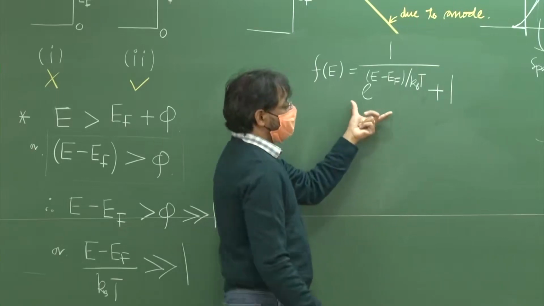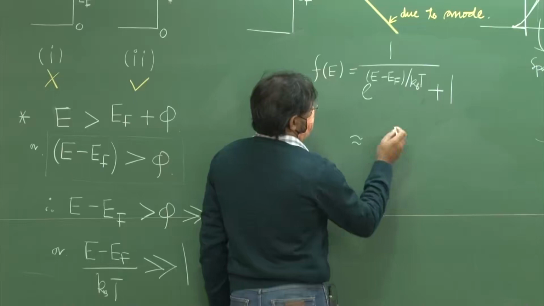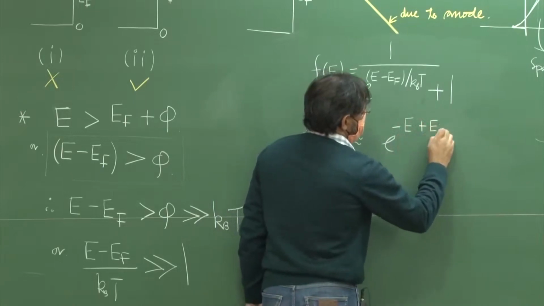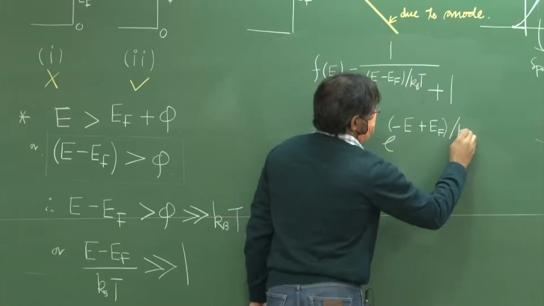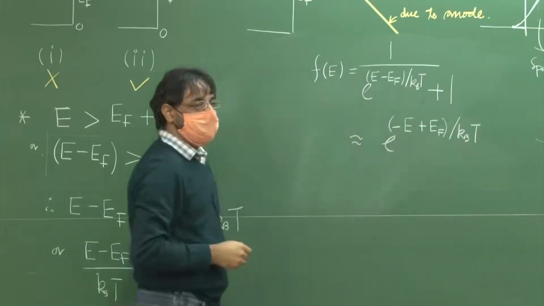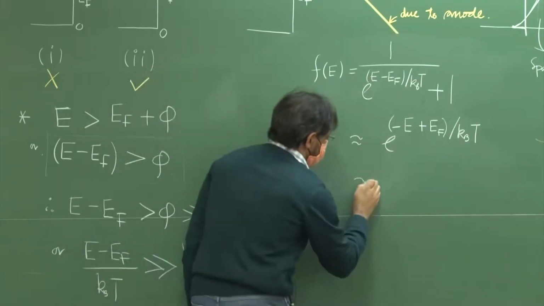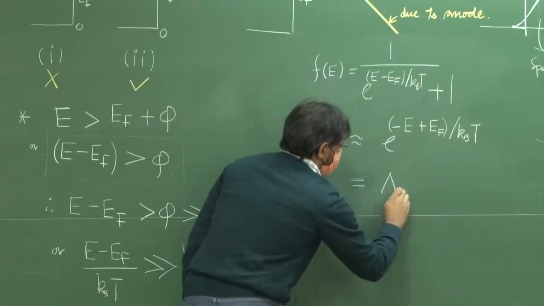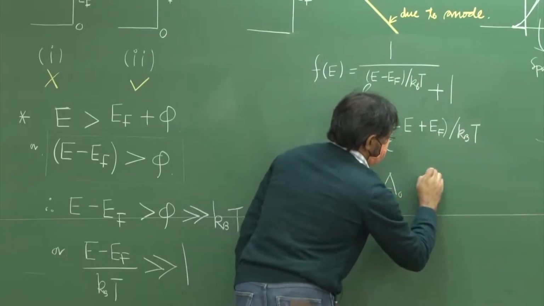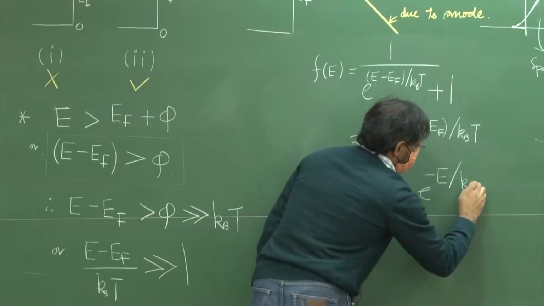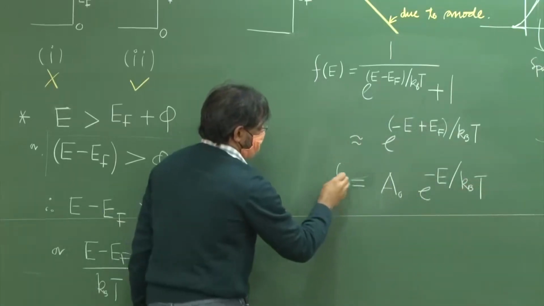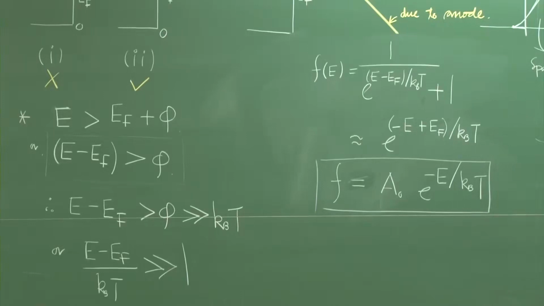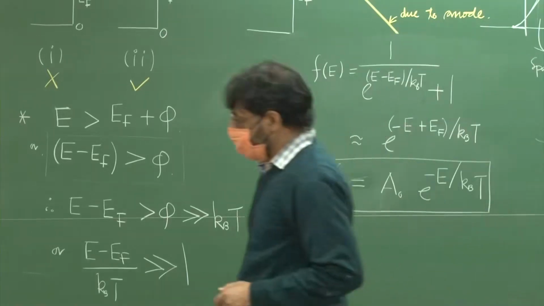Making sense to you? So if that is the case, then your Fermi distribution function for all practical purposes will look something like this: exponential of minus E plus EF by kBT. I just took this term to the numerator by ignoring 1 from the denominator, and this will be a constant because EF is a constant. So it will be nothing but something like this: A naught exponential minus E by kBT. And this looks very familiar to you. This is the Maxwell-Boltzmann distribution. At very high temperatures, the Fermi distribution reduces to this.